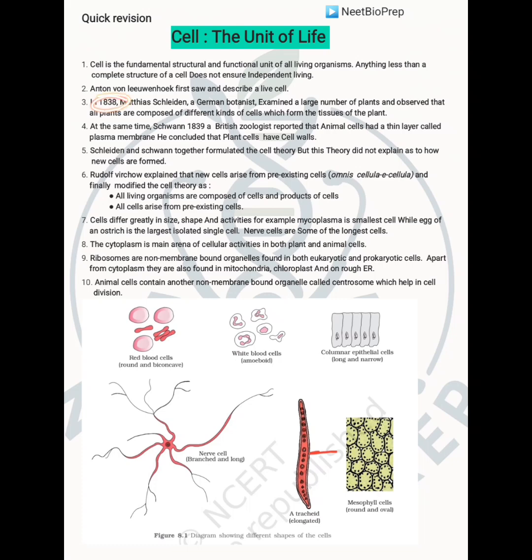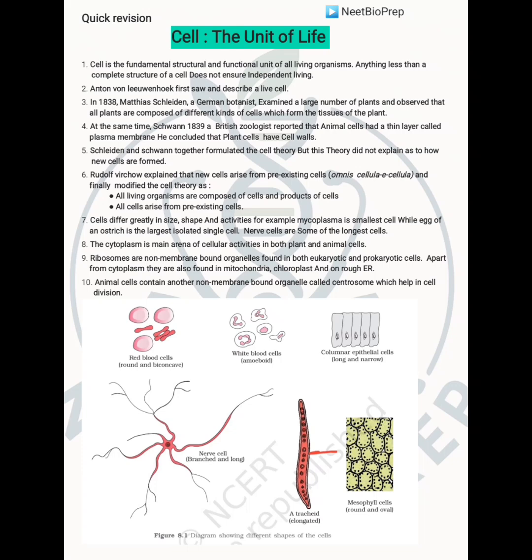In 1838, a German botanist examined a large number of plants and observed that all plants are composed of different kinds of cells which form the tissues of the plant. At the same time, in 1839, a British zoologist reported that animal cells have a thin layer known as the plasma membrane. He also concluded, based on his studies of plant cells, that plants have a cell wall.